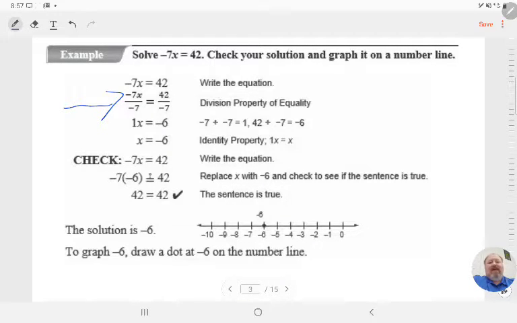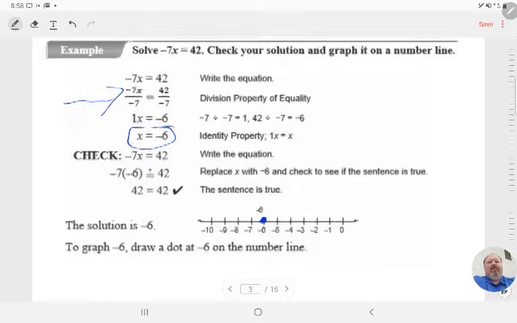X equals negative 6. Then we could check it by taking negative 6, plugging it into where the x goes. Negative 7 times negative 6, negative times a negative is a positive. That gives me a 42. 42 does equal 42, so therefore I know that the answer has to be negative 6. So it's very important to check to make sure that you have your negatives and positives correct. Also, if I'm going to graph, then I just put it on the graph.